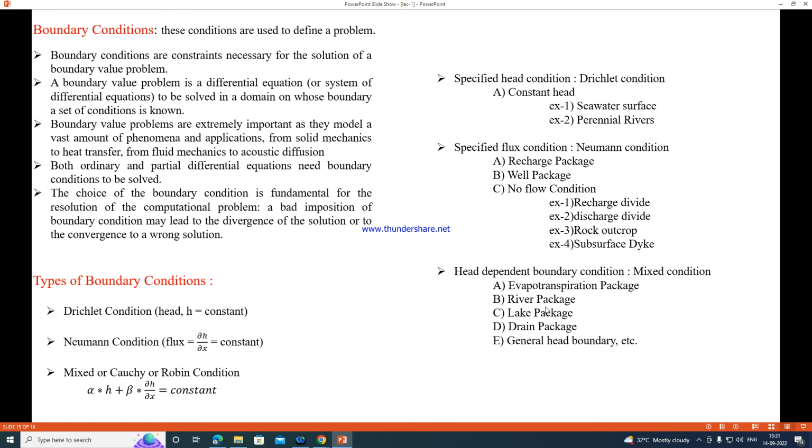And the head dependent boundary. In some areas you can see that groundwater is entering into the stream, or the surface water is entering into the groundwater. When does it happen? When there is a change in the head between the surface water and the groundwater. Based upon the head variation only, the river package, lake package and drain package will work.